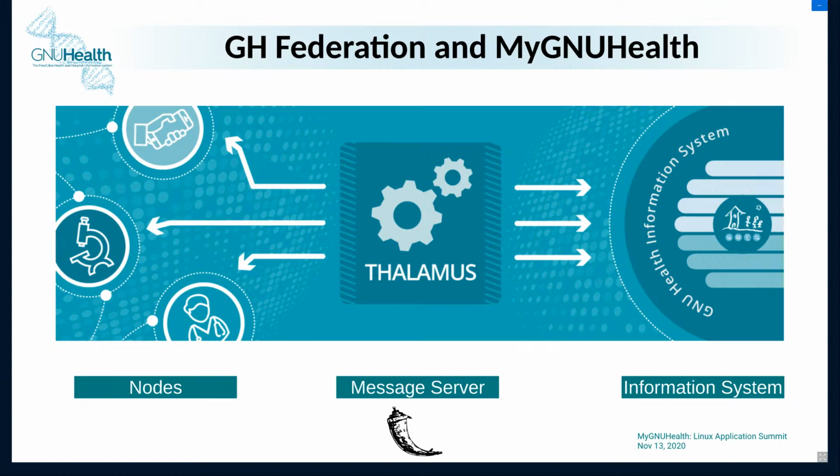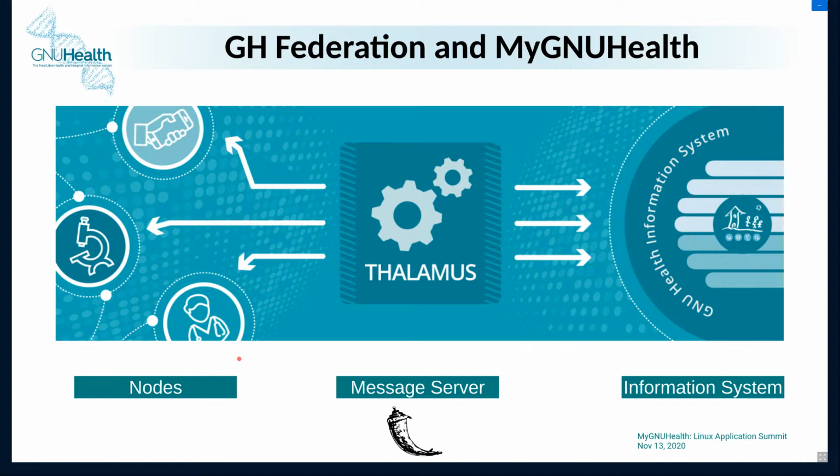And that's where the GNU Health Federation comes into place, right? If you see this slide, you will see that it has pretty much three sections. You have a left side with three icons. Then in the middle, you have Thalamus. And then on the right side, you have the GNU Health Information System.